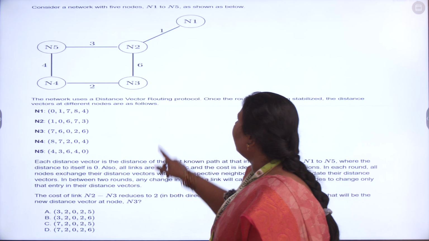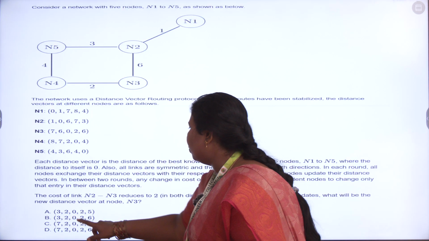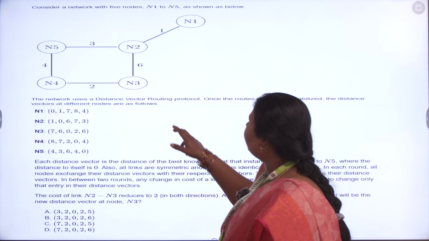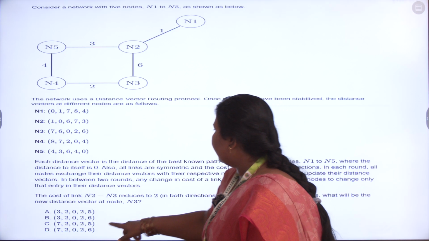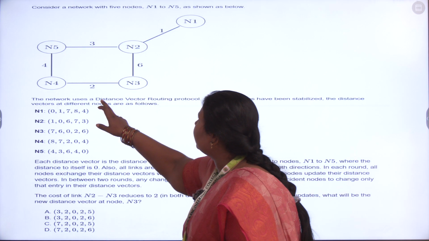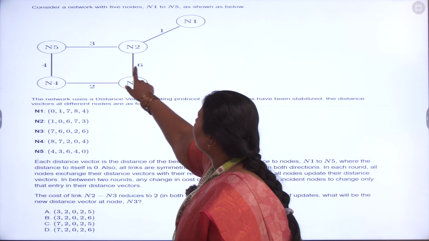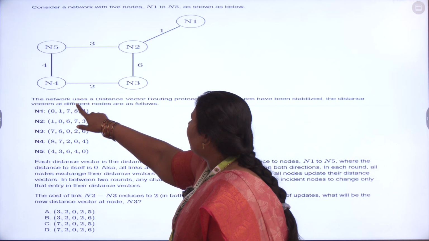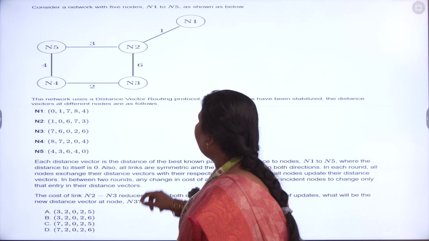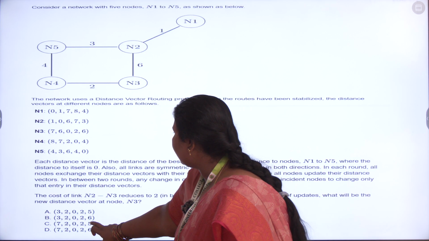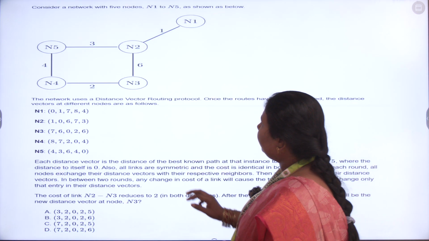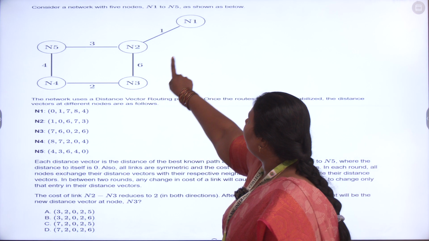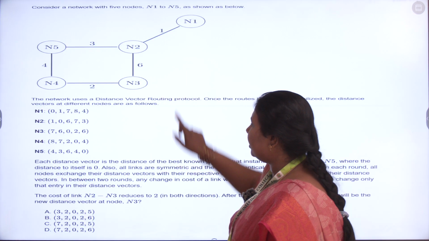Okay, next one is from N3 to N4, 2. Next one is N3 to N5. What is the cost? 6. And then you are reaching N5, you can pass through like this or pass through like this: 4, 5, 6. So 6 you are having here. And to reach N1 you need 6 plus 1, 7.